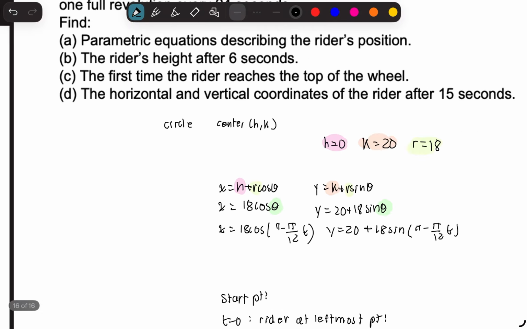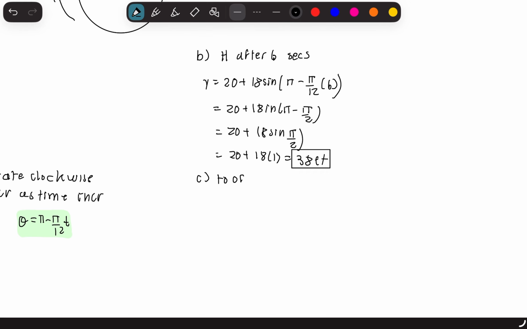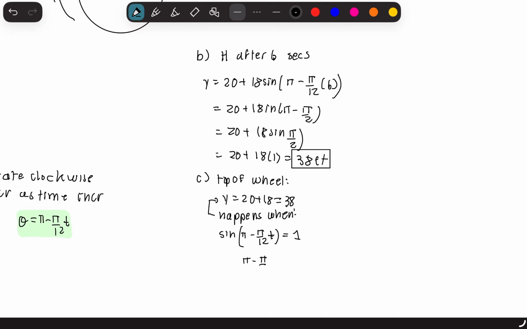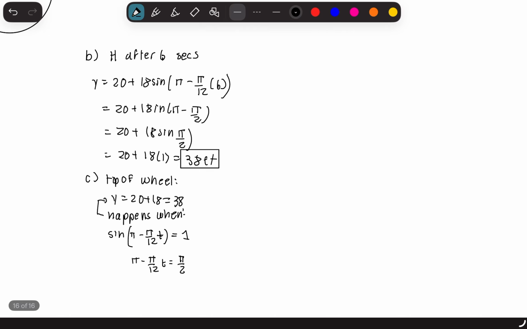And we want to know, when does the rider reach the top of the wheel? At the top of your wheel, you're going to have y is equal to 20 plus 18, 38. And this happens when sine of (pi minus pi over 12 t) is equal to 1. So you have pi minus pi over 12 t is equal to pi over 2. And you just have to solve this now.